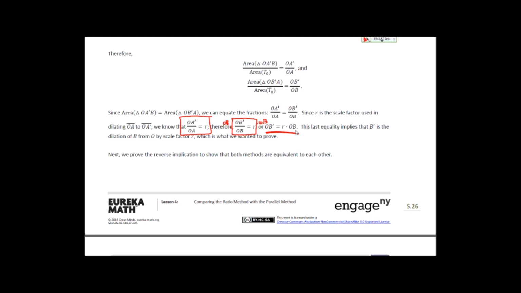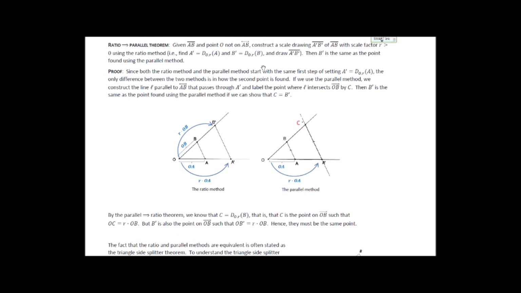Next, we will prove the inverse of that, meaning if I start with the ratio method, I will get the exact same point I would have got if I would have used the parallel method. This time I will just start with the proof. Since both the ratio method and the parallel method start with the same first step in setting A' equal to the point I get after dilating point A with a center of O and a scale factor of R, the only difference between the two methods is how the second point is found. If we use the parallel method, we construct the line L parallel to AB that passes through point A' and label the point where L intersects OB by C.